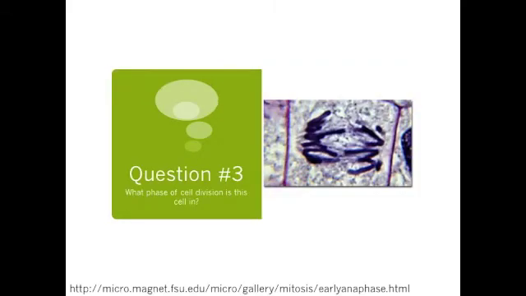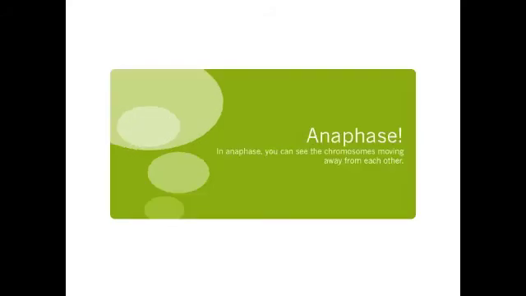What about this cell? Can you identify the stage of mitosis this cell is in? This cell is in anaphase because you can see the chromosomes are moving away from each other.